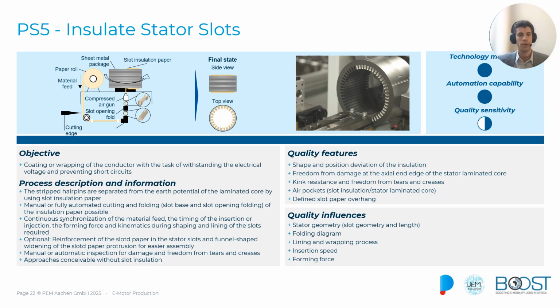Process step 5 is to insulate the stator slots. This step is to prevent electrical contact between the copper hairpins and the stator core, ensuring a safe and efficient operation.